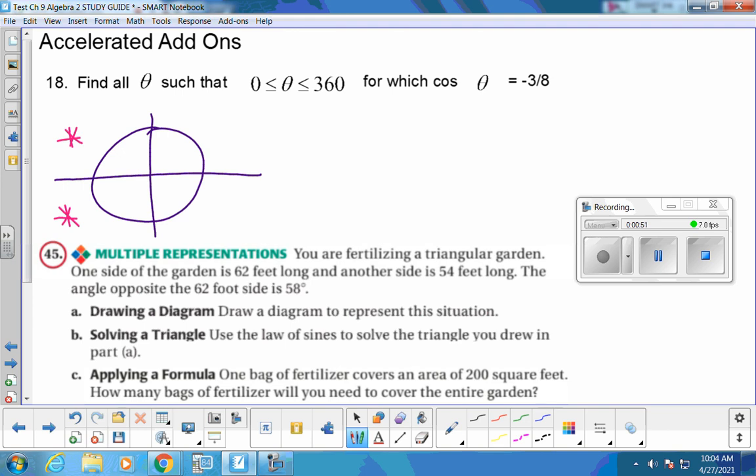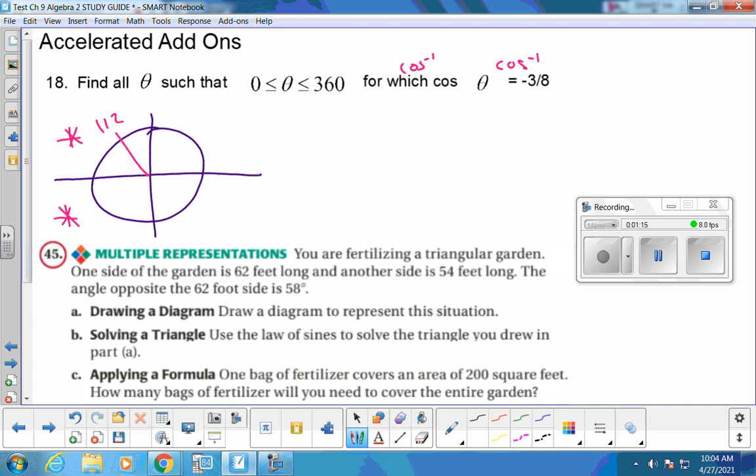What you're going to do is a cosine inverse in your calculator. Are you all still in degree mode? You didn't switch to radian? If you start watching the chapter 10 videos, you'll be switching your mode. Cosine inverse of -3/8 puts me at 112, and that is in the quadrant I want to be in.